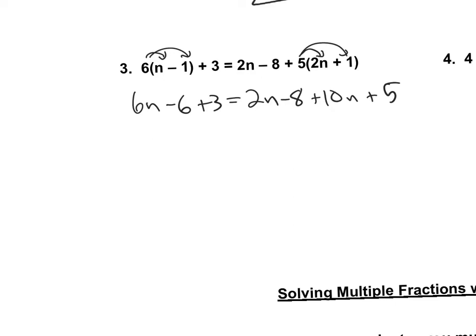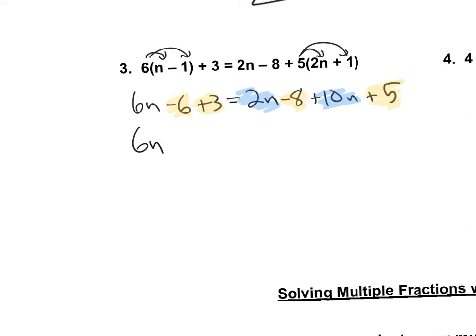So on the left side, we have this negative 6 and a positive 3 that we can combine. On the right side, we have this negative 8, positive 5 we can combine, as well as two variable terms, positive 2n and a positive 10n. So looking at the left side, we have the 6n.